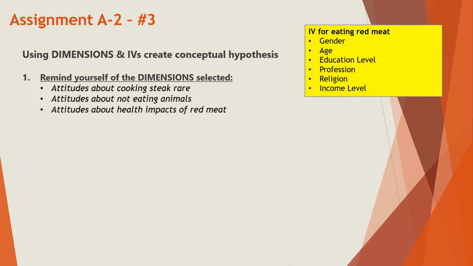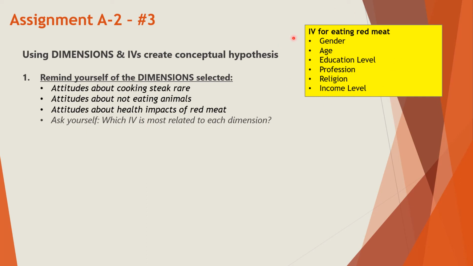So first, remind yourself of the dimensions selected. For our group, remember we broke eating red meat into attitudes about cooking steak rare, attitudes about not eating animals, and attitudes about the health impacts of red meat. So it's important to remind you, because this is what we're going to use, and the conceptual hypothesis is almost going to look exactly like this, with one difference, and that is we're going to use the independent variables.